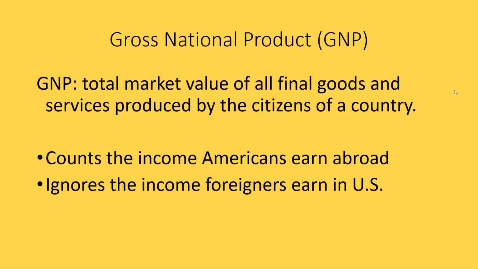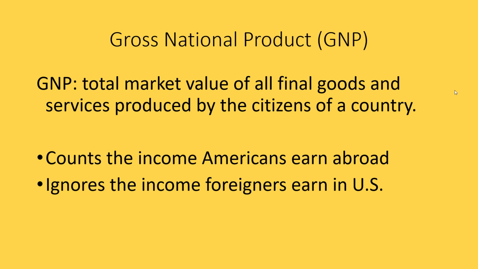Gross national product also ignores the income that foreigners earn in the United States. So again, it doesn't matter that the production is happening in the United States if it's happening by somebody who is a citizen of a different country. It will not add to U.S. GNP, right? If it is happening within the United States, however, it will add to U.S. GDP, right?